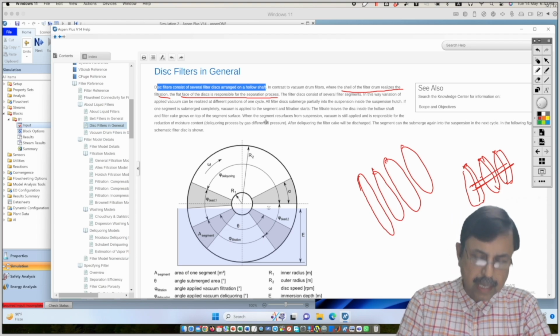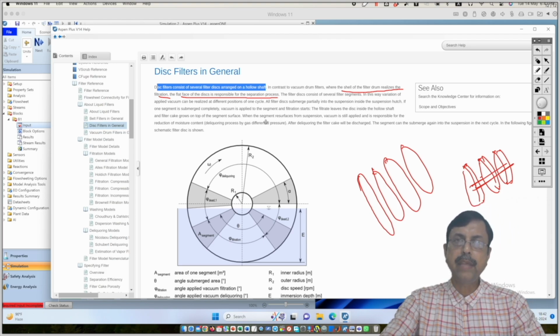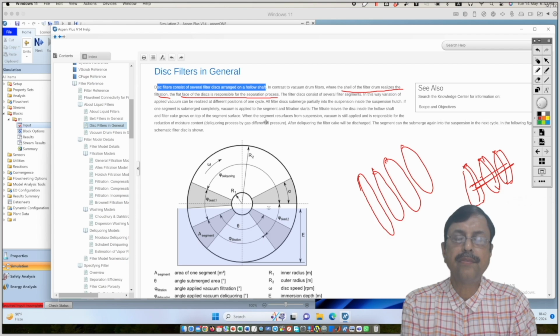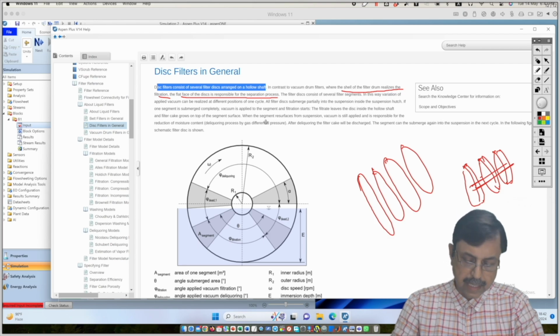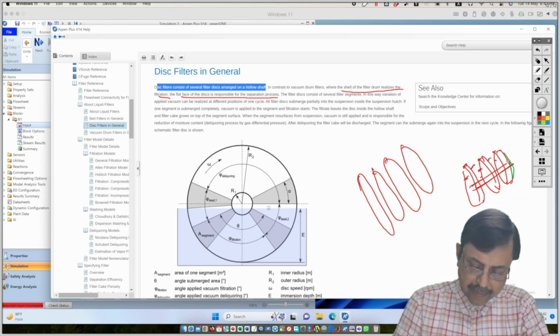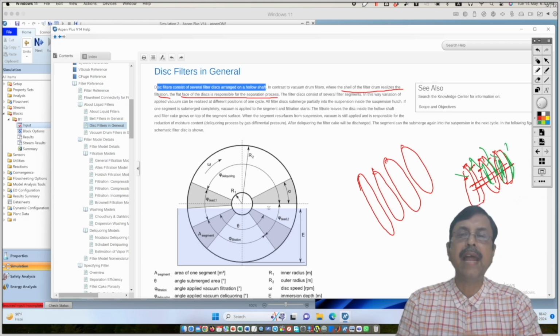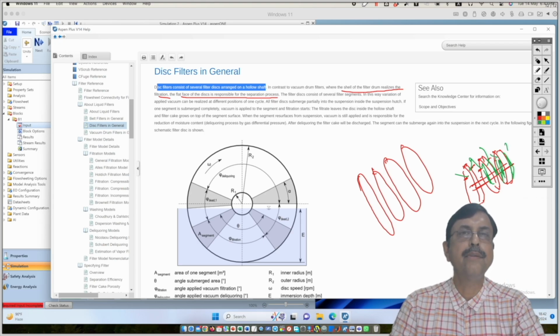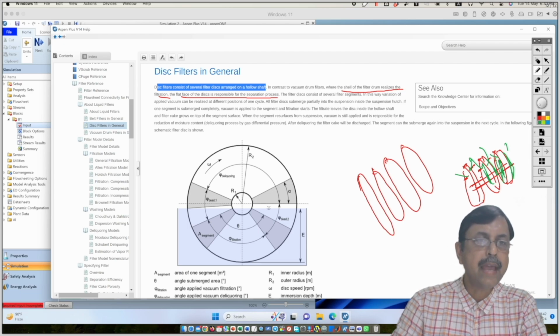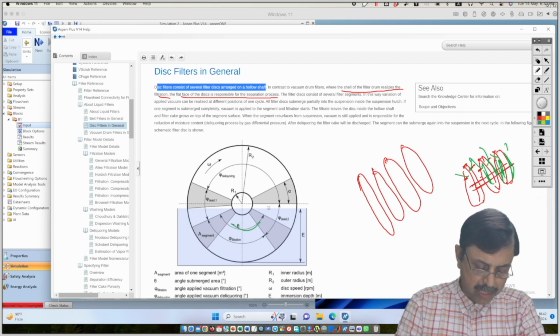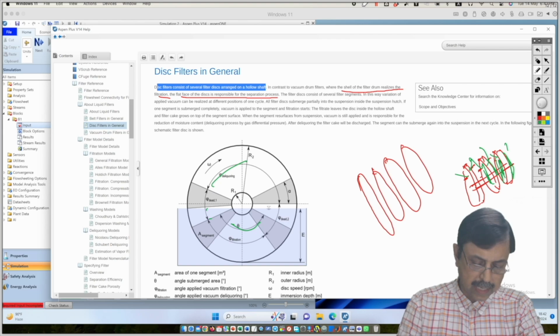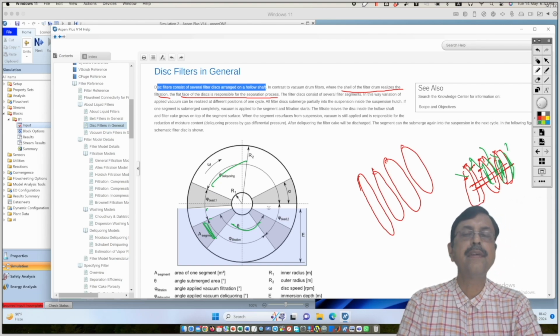So here in the rotary drum filter, we had a cylindrical surface for the filtration to occur, but here this is a flat surface, this is a flat surface, this is a flat surface. So on these flat surfaces, the filtration occurs. Okay, that's what it is. It also has the same angle of filtration, angle of deliquoring. Okay, and these are the angle of segment.